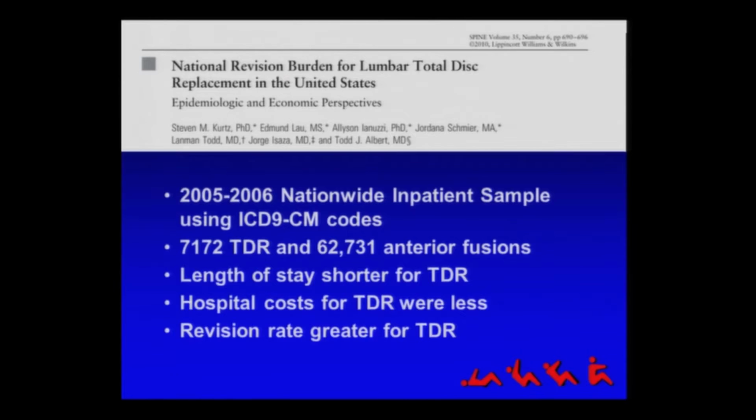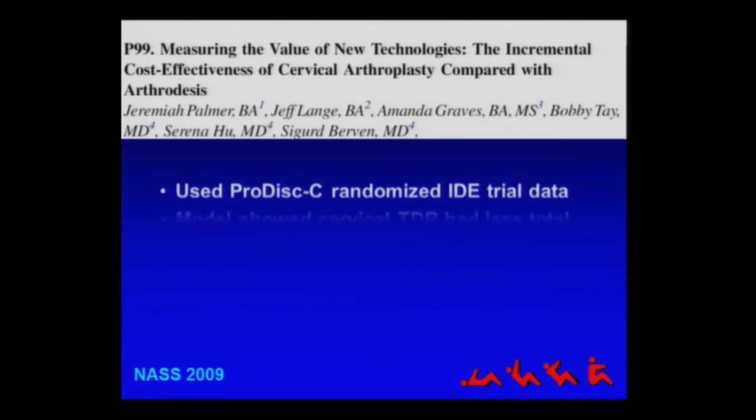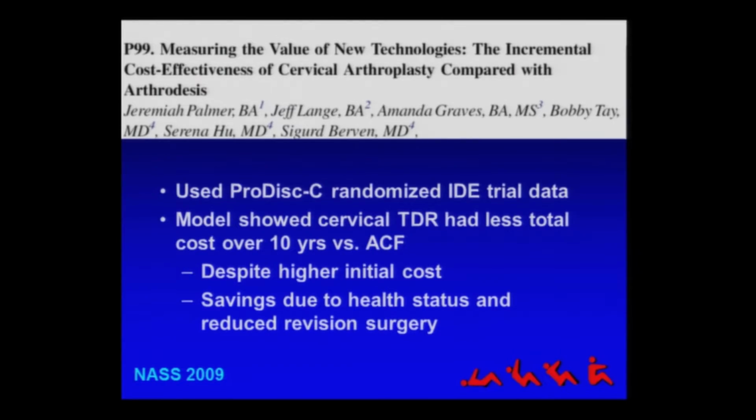This is a study that looked at the national revision burden, and they looked at a 24-month nationwide inpatient sample of about 62,000 anterior fusions, and in general found the length of stay shorter for patients who had arthroplasty than fusion. Hospital costs, again, were less for the patients who had arthroplasty. Interesting, this study, the only one in the literature that suggested the revision rate is higher for arthroplasty, but despite that, the overall costs were less because the hospitalization was less and the instrumentation was less.